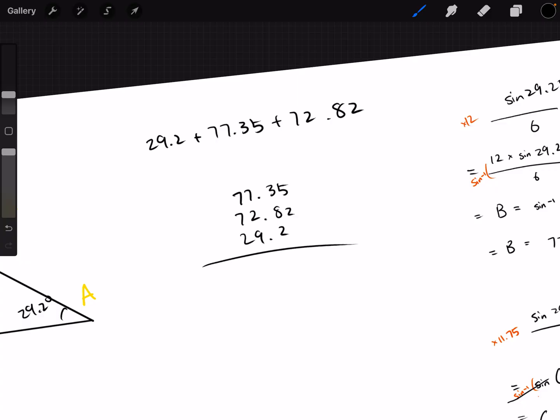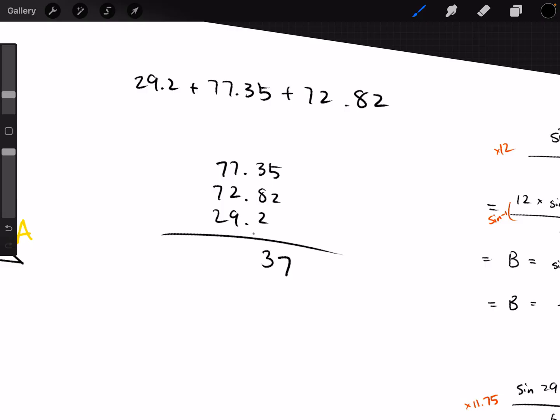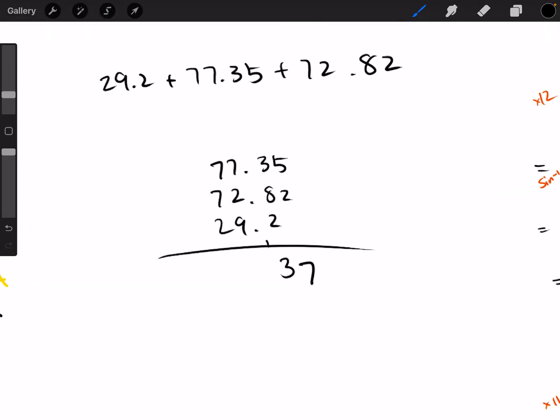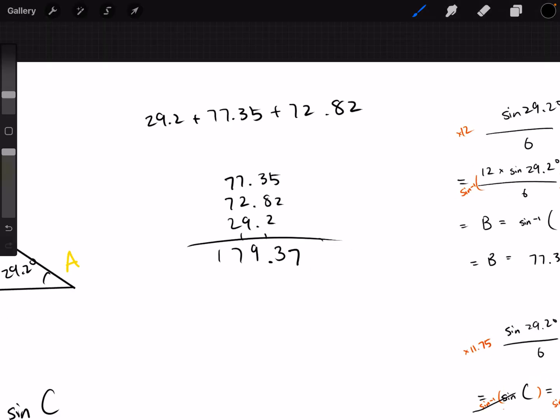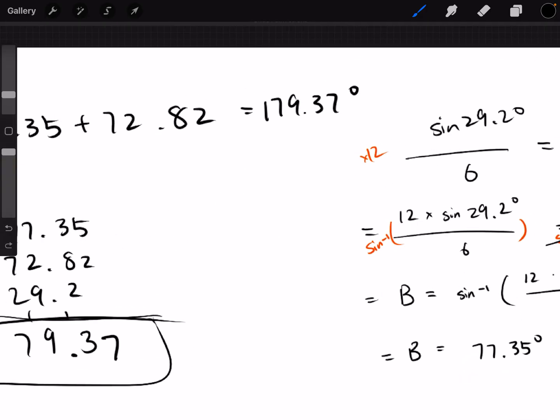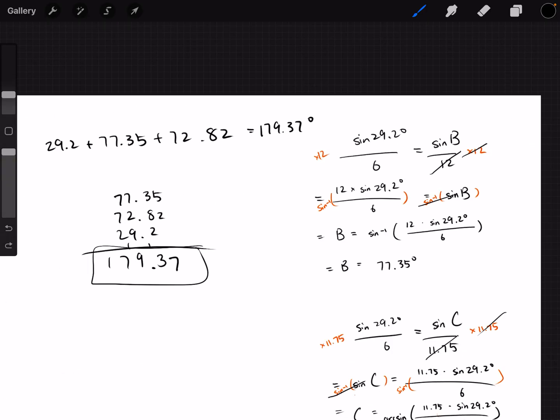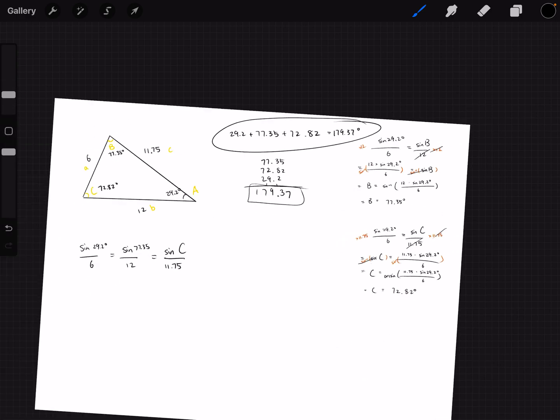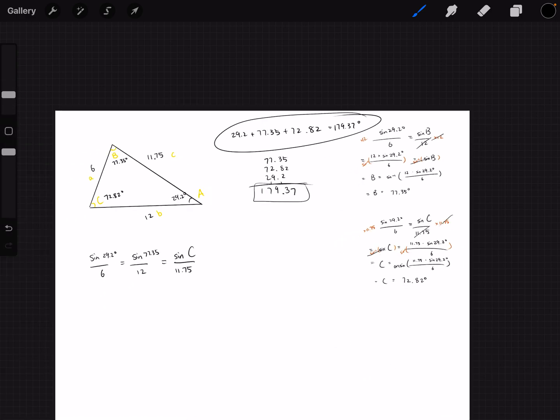And I'm going to do this manually because why not? There you go. So it adds up to 179.37 degrees, which is less than 1 degree off because of the rounding error. All right, and that's it.